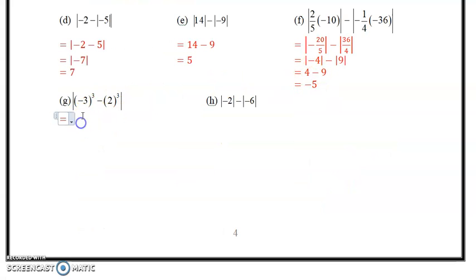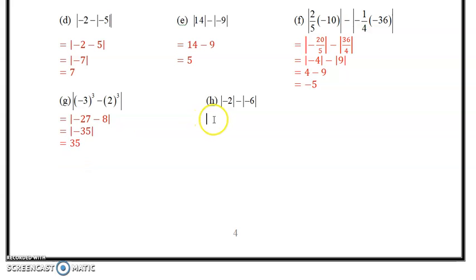So the next one here, what we're going to do is we'll square the negative 3. We'll get 9 minus 8, right? So square, or sorry, cube negative 3. That's my bad. Cube negative 3, which would be negative 27, minus 2 cubed, which is 8. So that'll give you the absolute value of negative 35, which will equal 35. Okay?